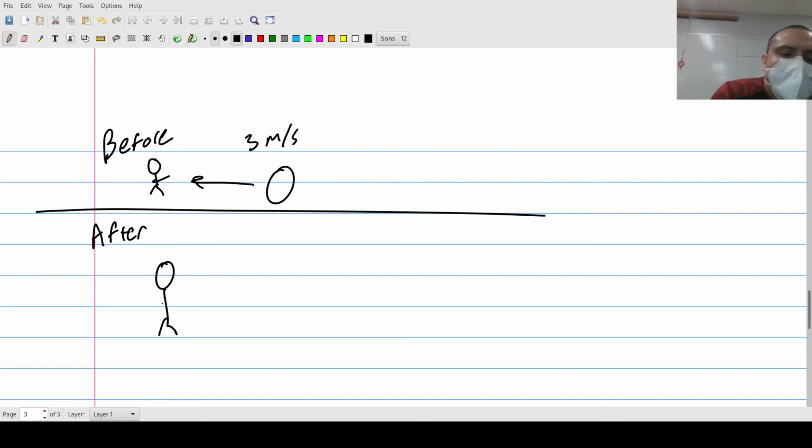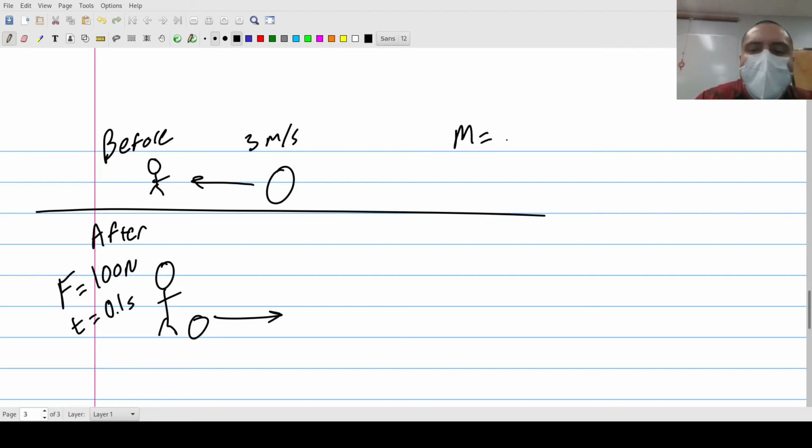What's going to happen is this guy is going to kick this ball, and afterward, the ball is going to be rolling this way, I assume. And let's say that the force that he uses is equal to 100 newtons, and the time that he is in contact with it is, I don't know, 1/10 of a second sounds reasonable, 0.1 seconds. And let's make the mass of this ball 100 grams or 0.1 kilograms. I want to know what is the final velocity of the ball.